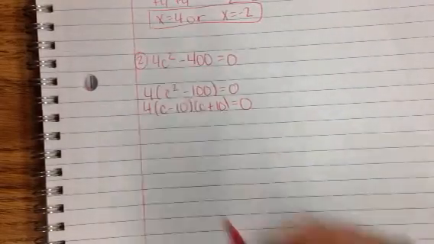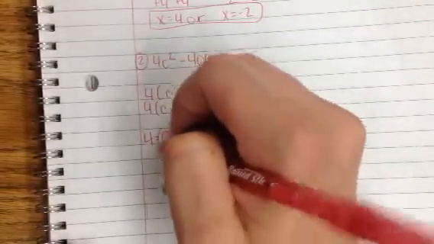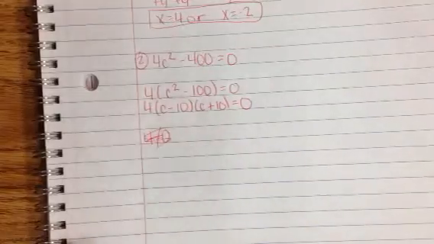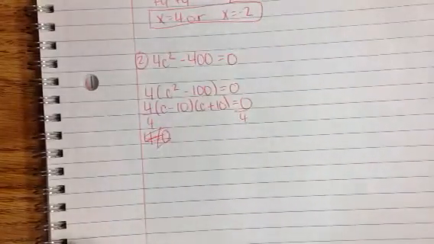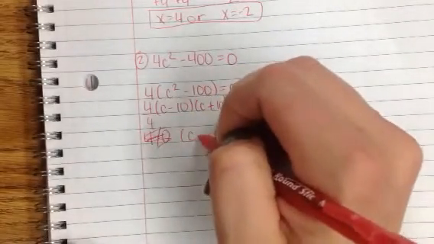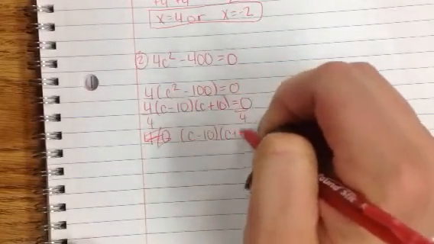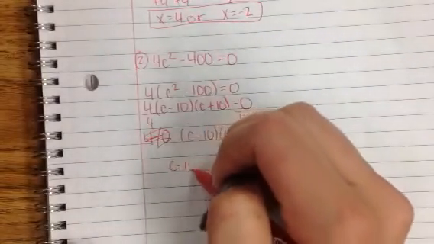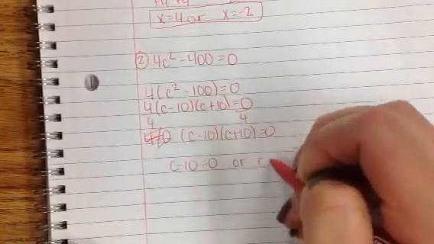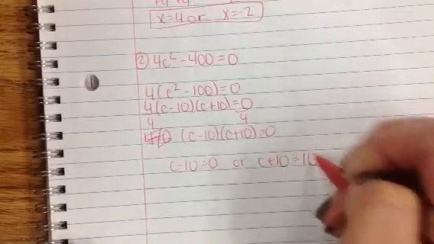Now I can split this up. I've got 4 equals 0. Well, that's not true. That's just going to go away. You could have also divided both sides by 4 and gotten rid of it that way as well. Either way, you're left with just c minus 10 times c plus 10 equals 0. Split those up. C minus 10 equals 0, or c plus 10 equals 0.